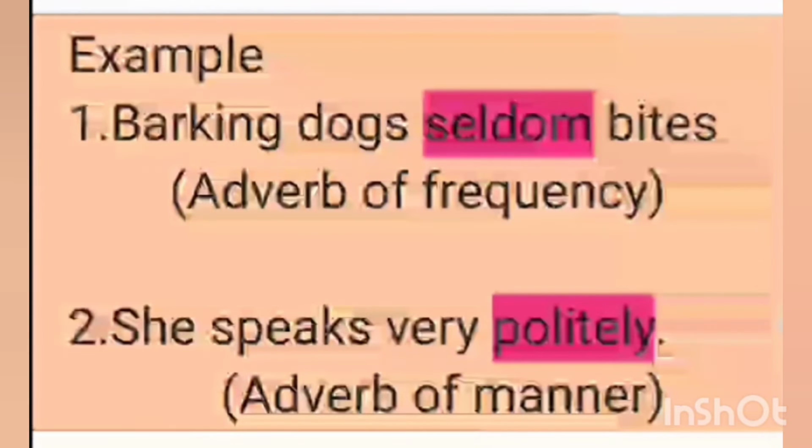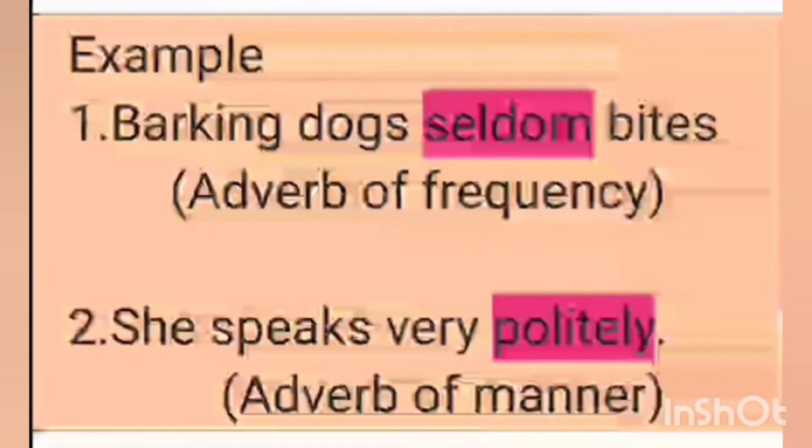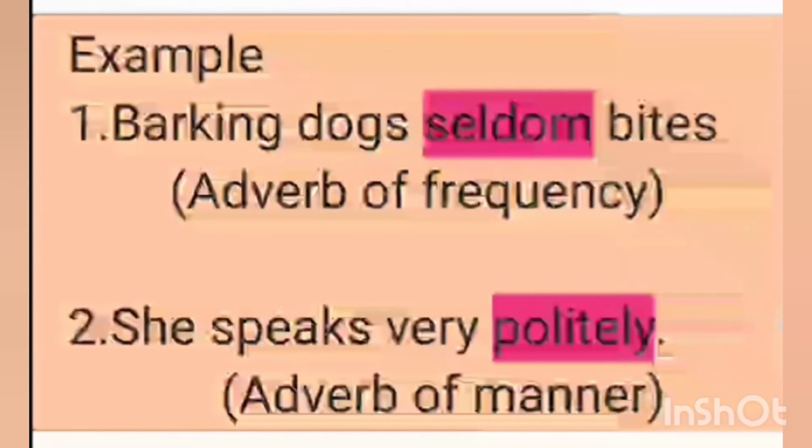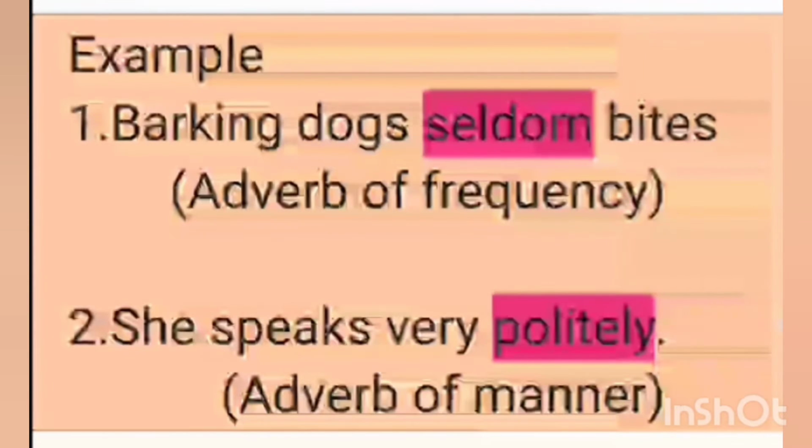Our first example: barking dogs seldom bite. In this sentence, which one is the verb? That is bite. So bite is a verb, and which one is the adverb that gives information regarding the verb? That is seldom. So what does it mean? It is giving more information regarding how the dog bites. Seldom bites gives a hint about the frequency of biting. That is, an adverb of frequency is used in this sentence to describe the verb.